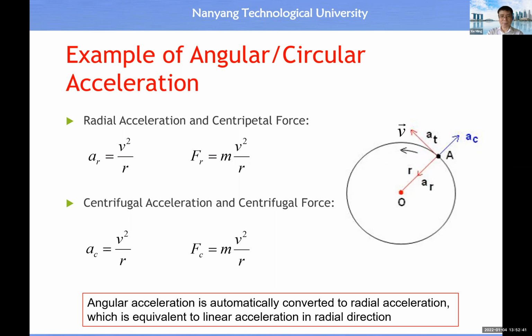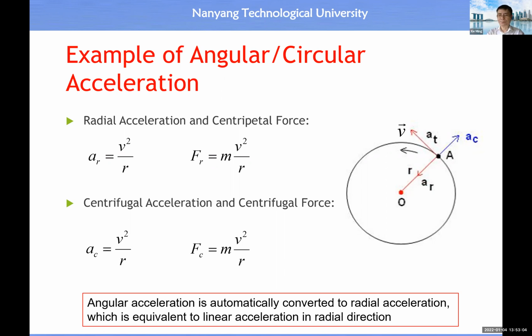So then I put this statement here: angular acceleration actually is automatically converted to radial acceleration, which is equivalent to linear acceleration in radial direction. So we can apply this observation to come up with a similar design for the measurement of angular motion.